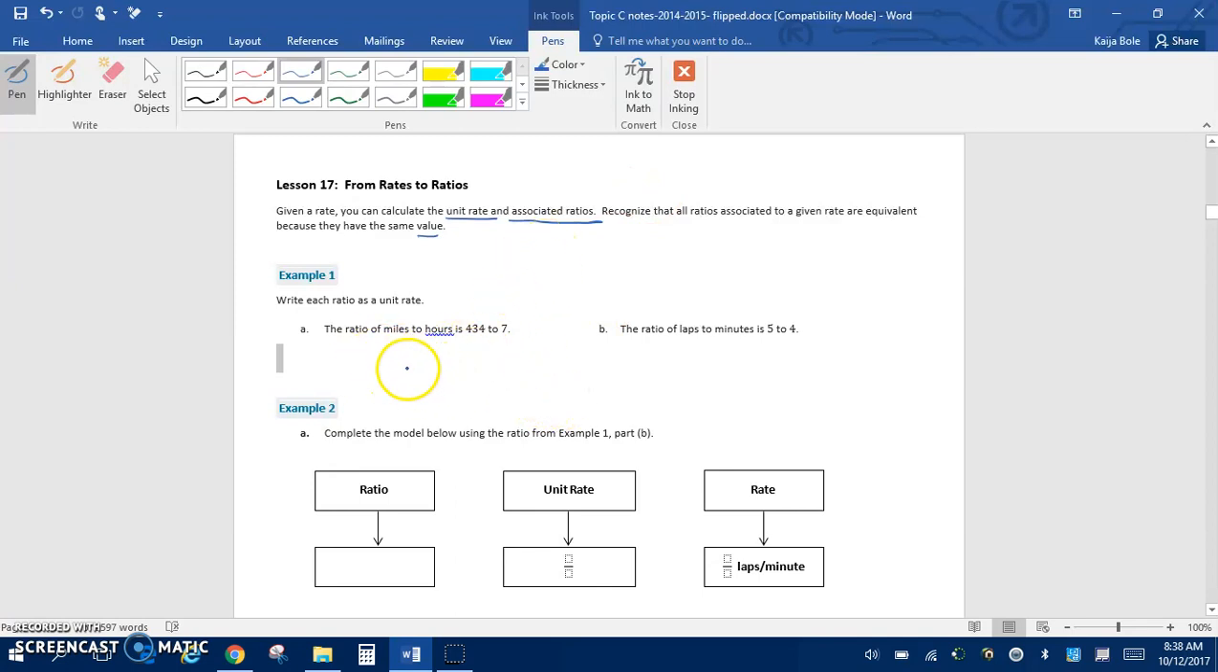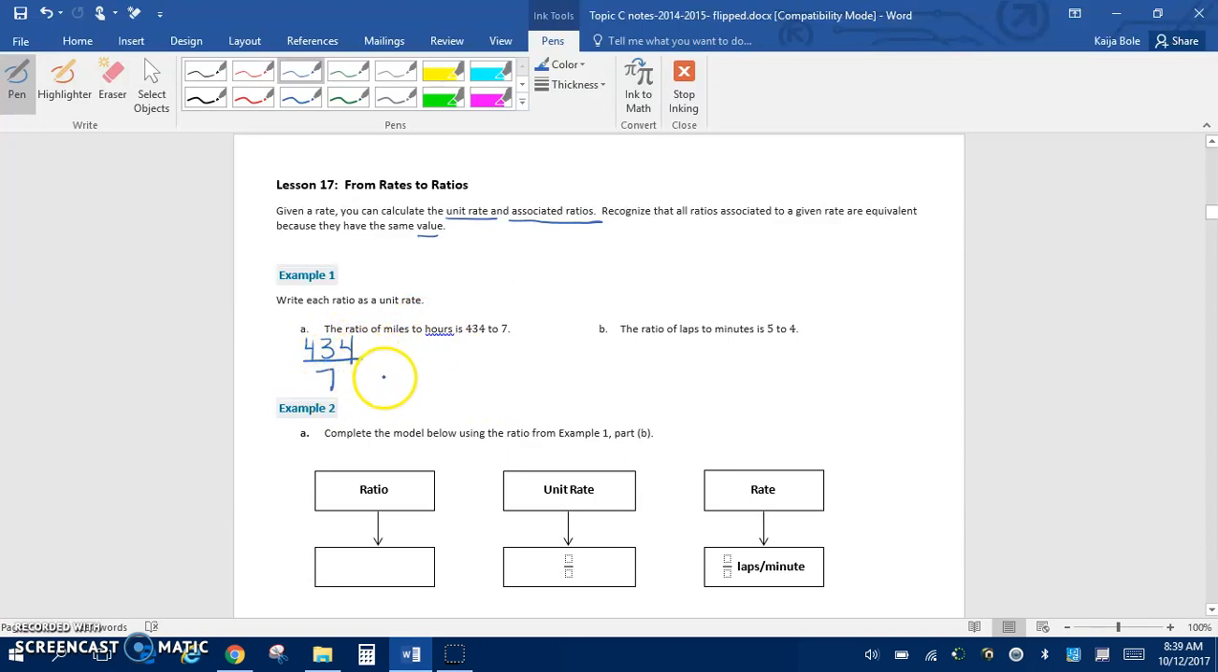Example 1 says write each ratio as a unit rate. So the ratio of miles to hours is 434 to 7. To write it as a unit rate, we're looking for 1. So we need to convert one of them to be 1. So we're going to write 434 over 7.